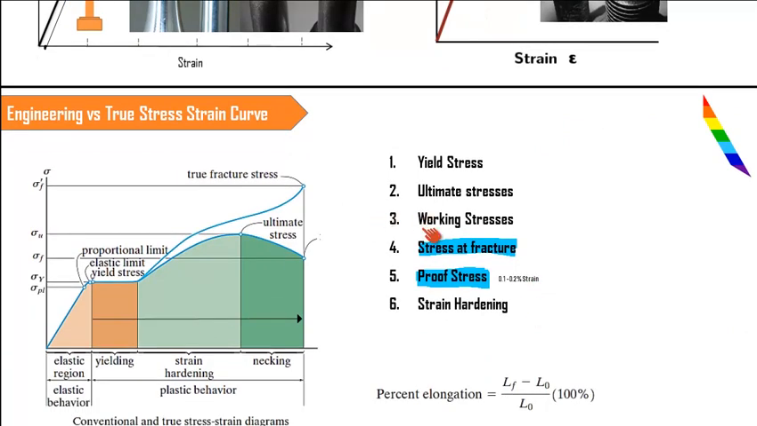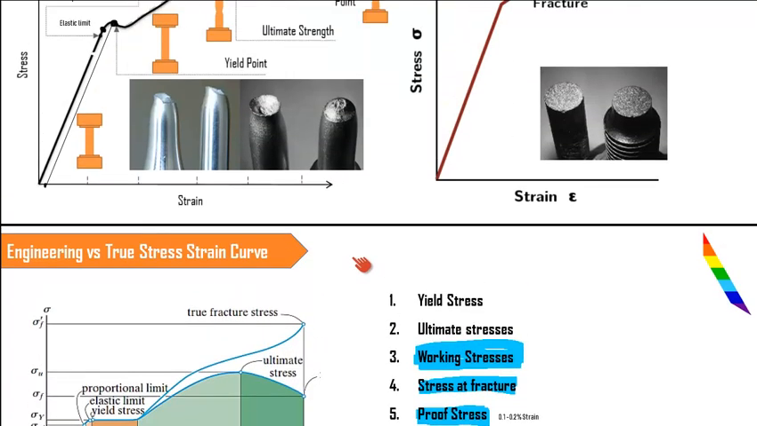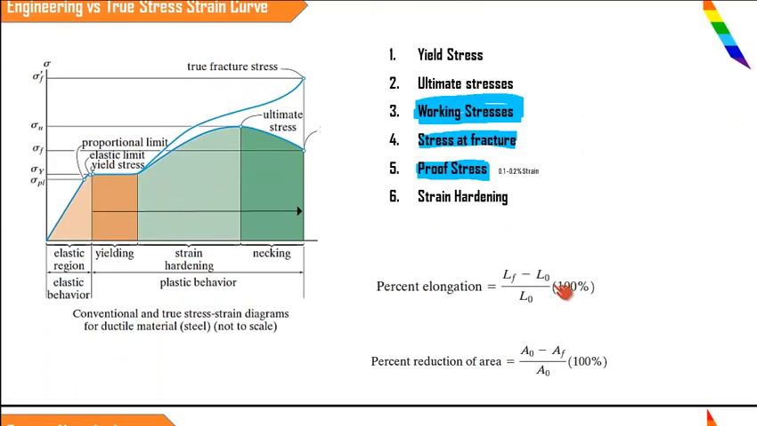One more type of stress mentioned here is the working stress. In all engineering applications, when we design something, we expect that our material should work within the elastic limit. Those stresses that develop within a material within the elastic zone are called the working stresses.